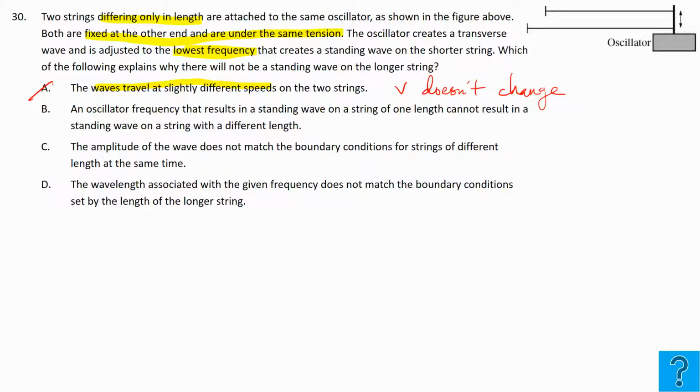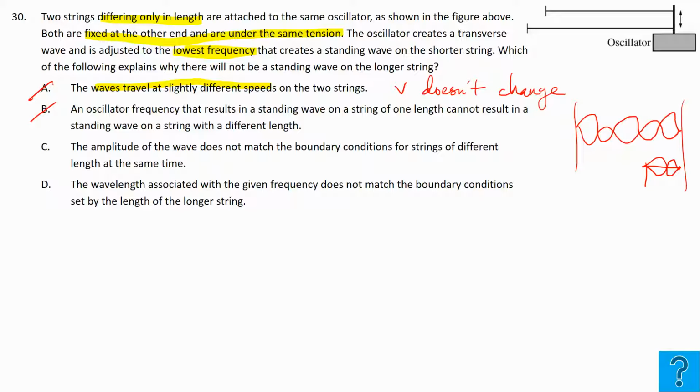An oscillator frequency that results in a standing wave on a string of one length cannot result in a standing wave on a string of a different length. That's not true. There are certain lengths for which you could conceivably produce a standing wave on one and actually have a standing wave on the other. They just need to be the right ratio, basically. So that's not going to be true.